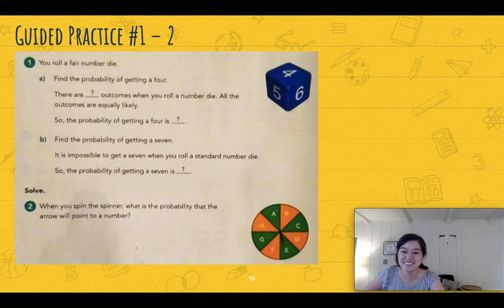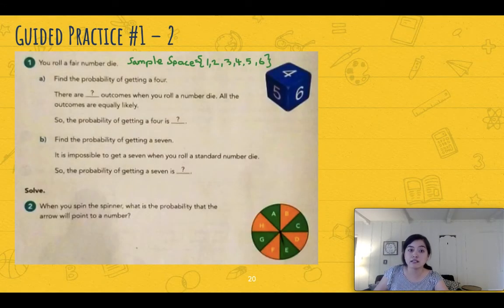Hey, how was it? All right, let's look at number 1. We're rolling a fair number die. Now, a die has how many sides total? There are 6 sides on a die. The sample space of a die has the numbers 1, 2, 3, 4, 5, and 6. So how many total outcomes are there? There are 6 outcomes when you roll a number die. All the outcomes are equally likely because it's a fair die, it's not biased.